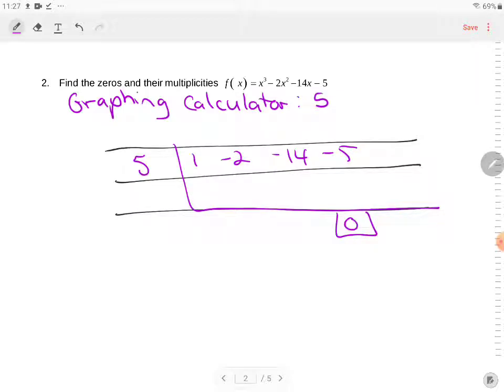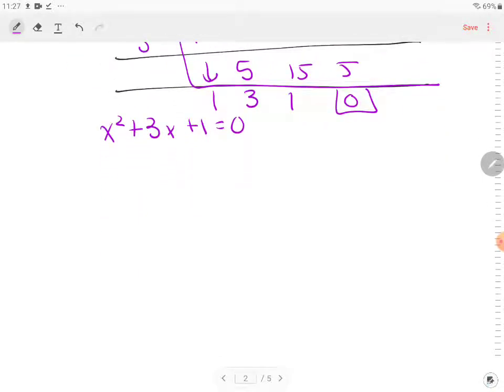If I don't get a 0, I've made a math error. Bring your 1 down. 5 times 1 is 5. Add down, you get 3. 5 times 3 is 15. Add down, you get 1, 0. So you are left with x squared plus 3x plus 1. You want to set that to 0. Now, that cannot be factored.